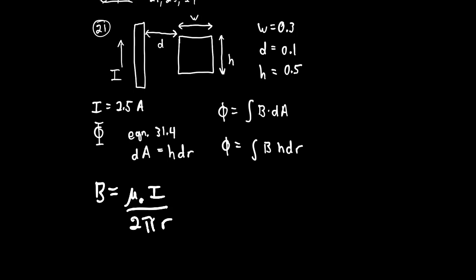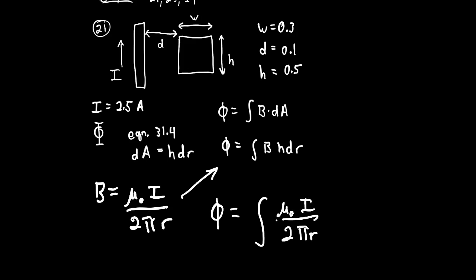So I can take the magnetic field due to a long straight wire and plug it in here. Phi is equal to the integral of mu naught times I over 2 pi r times h dr. What were the limits? What's the closest distance from the wire I can be? d. What's the farthest distance? d plus w.